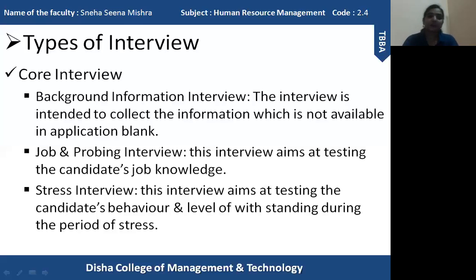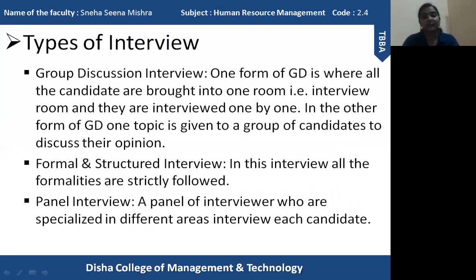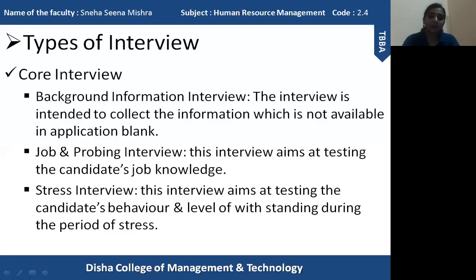So under core interview also, there are various types of interview. There are around 7 types of interviews that come under core interview. The first one is the background information interview. In the application blank, or application form, various types of background information are collected, but there is always a chance that a few of the pieces of information are missed in that section.